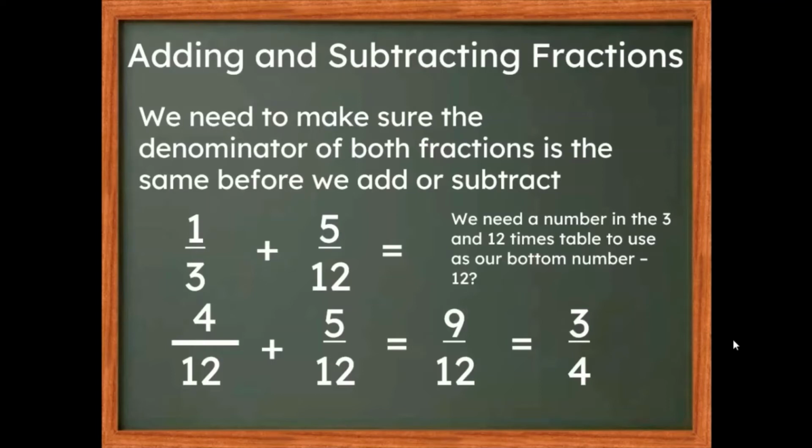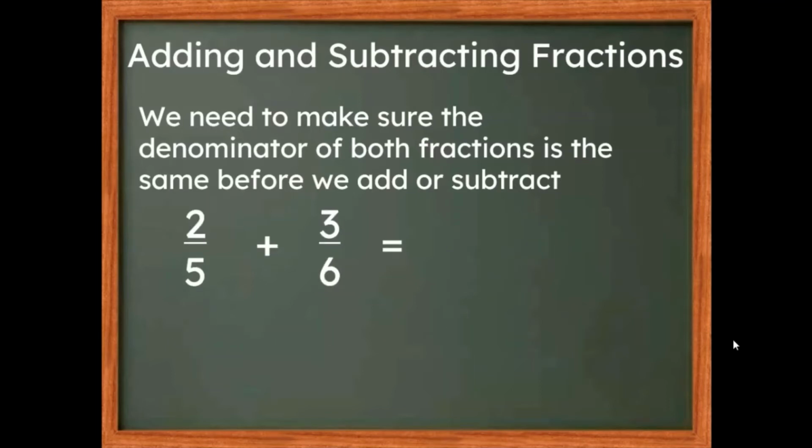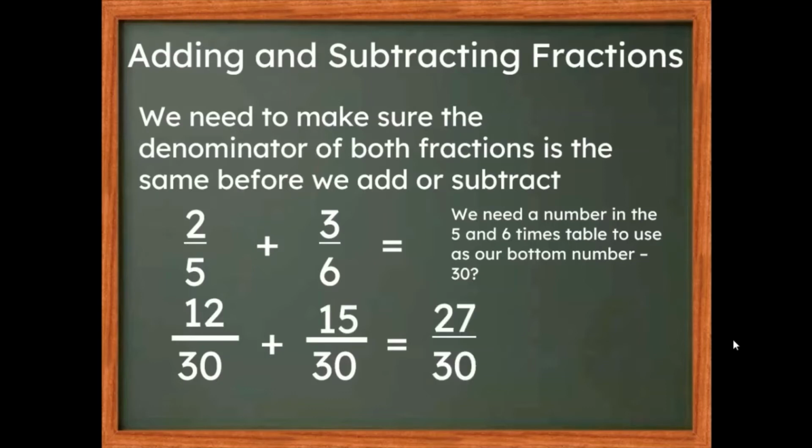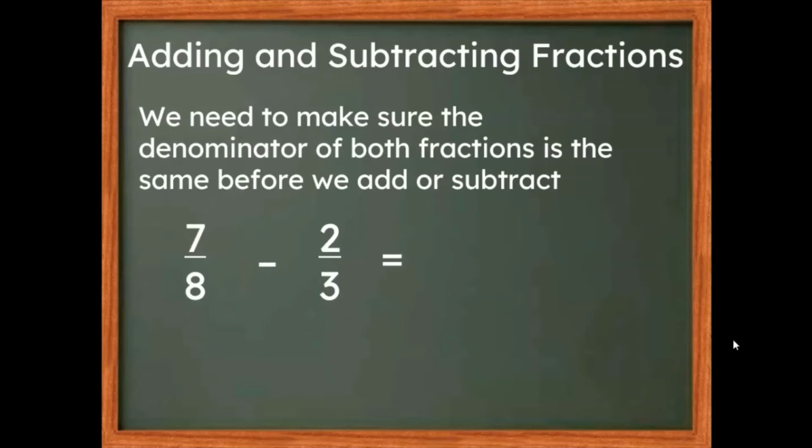Never forget to simplify. 2/5 and 3/6, well, I've got to go 5 times 6 is 30. It's the only number in both times tables, or the smallest. So 2/5 is 12/30, and 3/6 is 15/30. Add those together, I get 27 over 30. They're both divisible by 3, so that's 9/10. Don't forget to simplify.